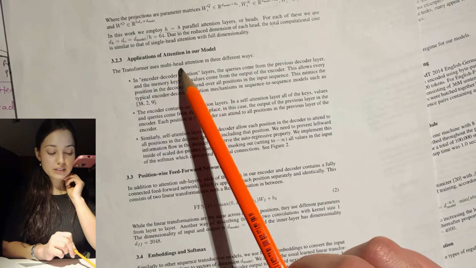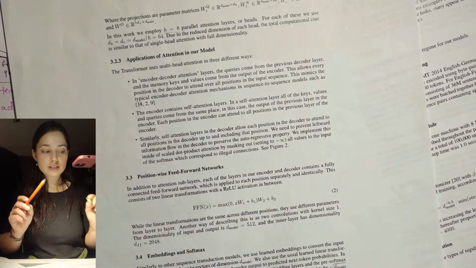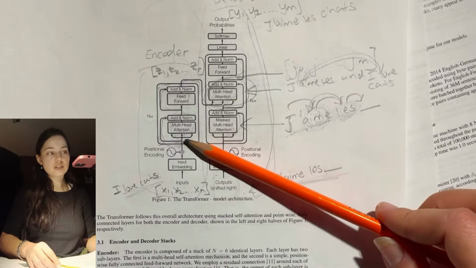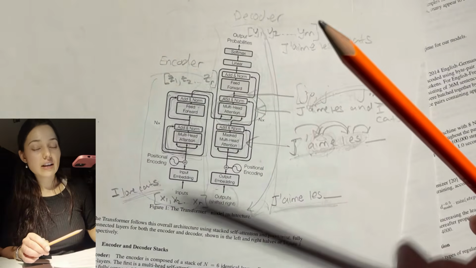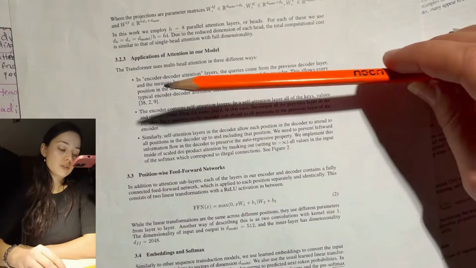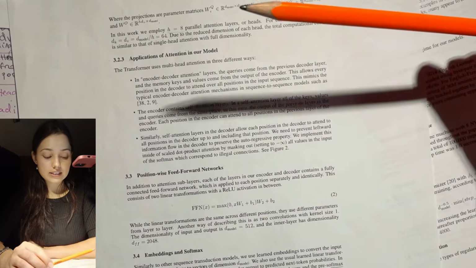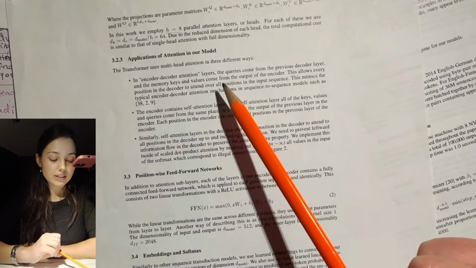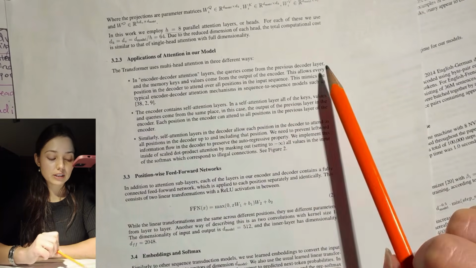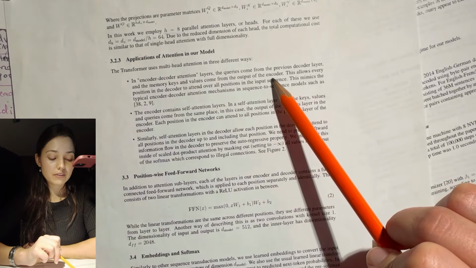The transformer uses multi-head attention in 3 different ways. So again, that's the 3 different ones that I just mentioned: the encoder attention, the decoder attention, and then the intersection of the two, technically at the end of the decoder. So the first one is the encoder-decoder attention, the one at the intersection between the encoder and the decoder. It says, in the encoder-decoder attention layers, the queries come from the previous decoder layer, and the memory keys and values come from the output of the encoder.